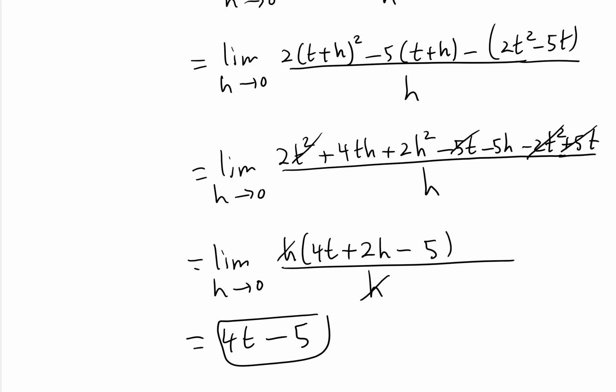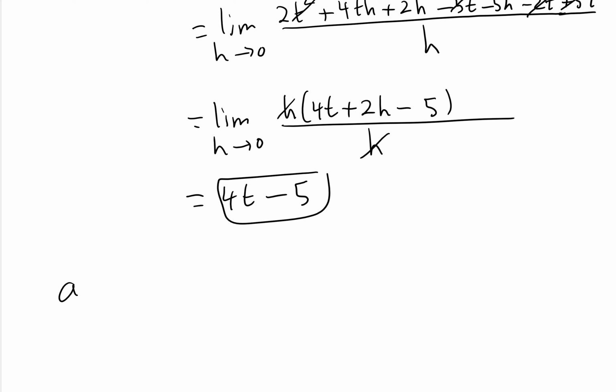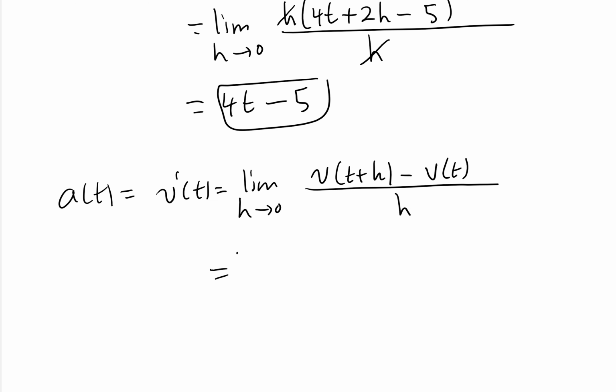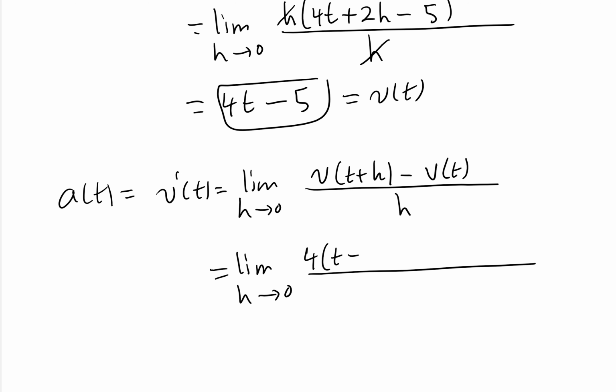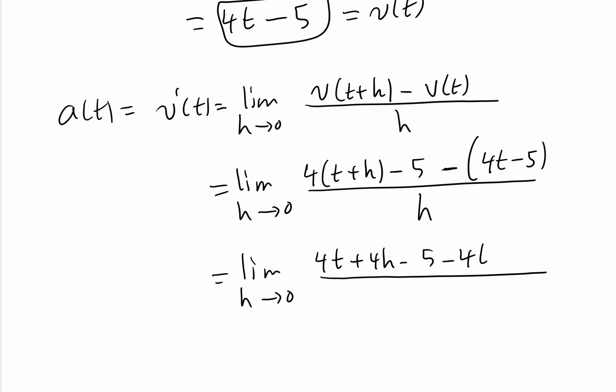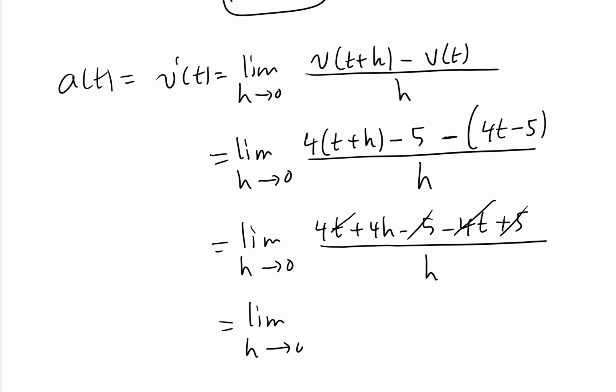So this is only the velocity, but we need to find the acceleration. Now the acceleration is the derivative of the velocity. So it's the limit as h goes to 0 of v of t plus h minus v of t all over h. That gives us the limit as h goes to 0. This is v of t. So replace every t with t plus h, minus 5, minus the whole function v of t, all over h. Limit as h goes to 0. 4t plus 4h minus 5 minus 4t plus 5 over h. These cancel, and then it equals the limit as h goes to 0 of 4h over h. These cancel, so the answer is 4.